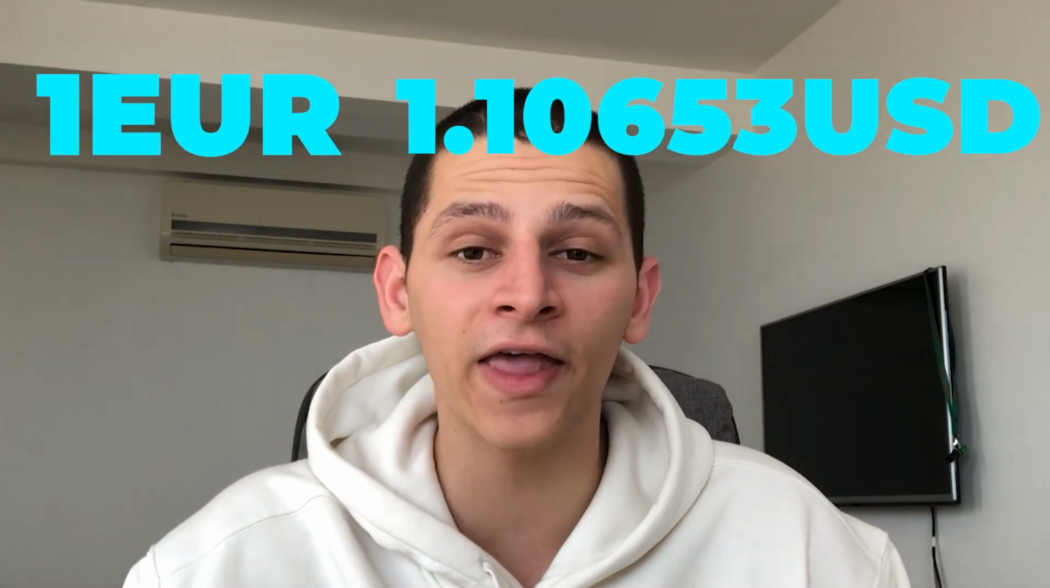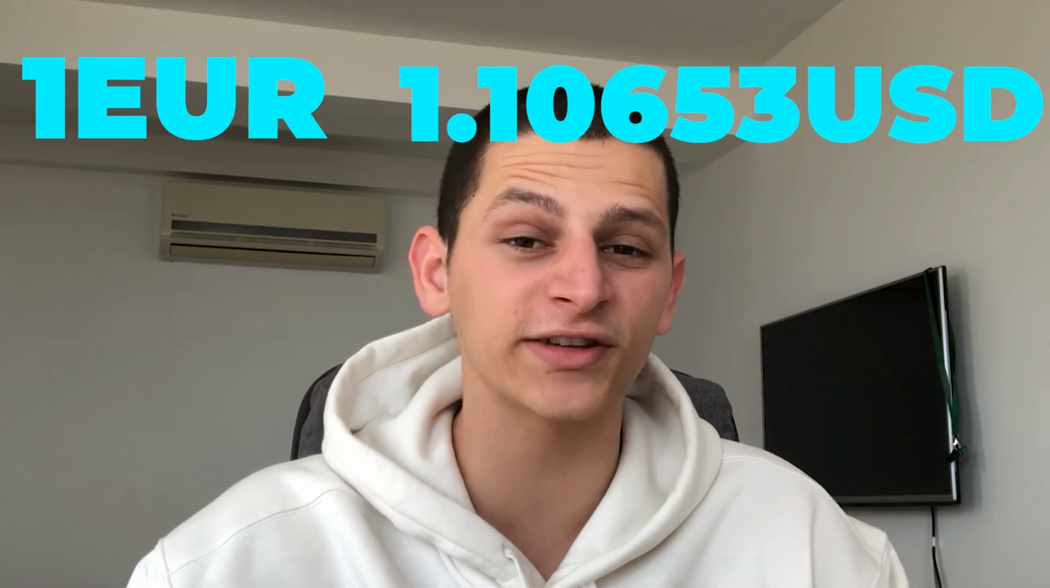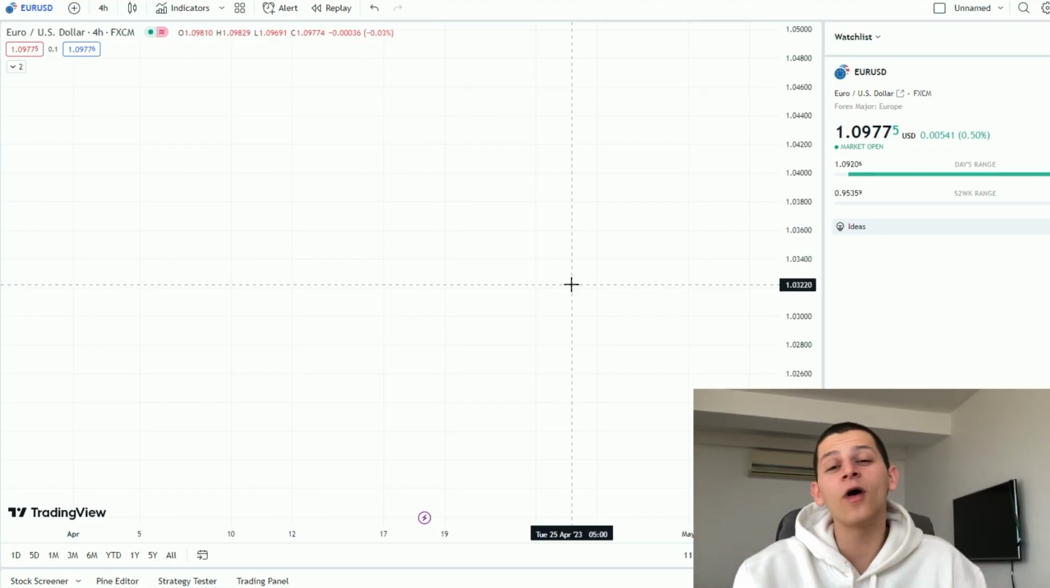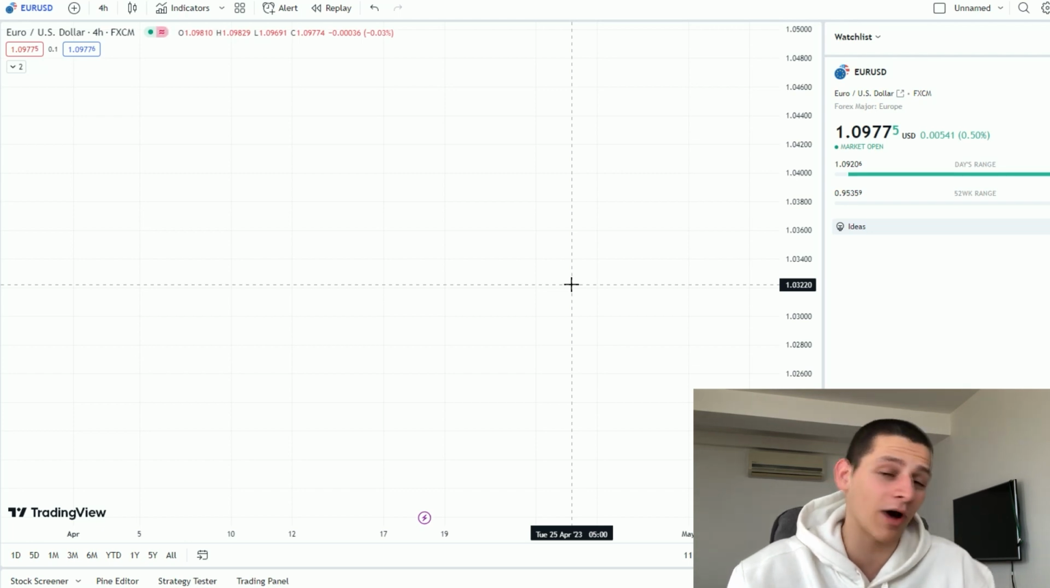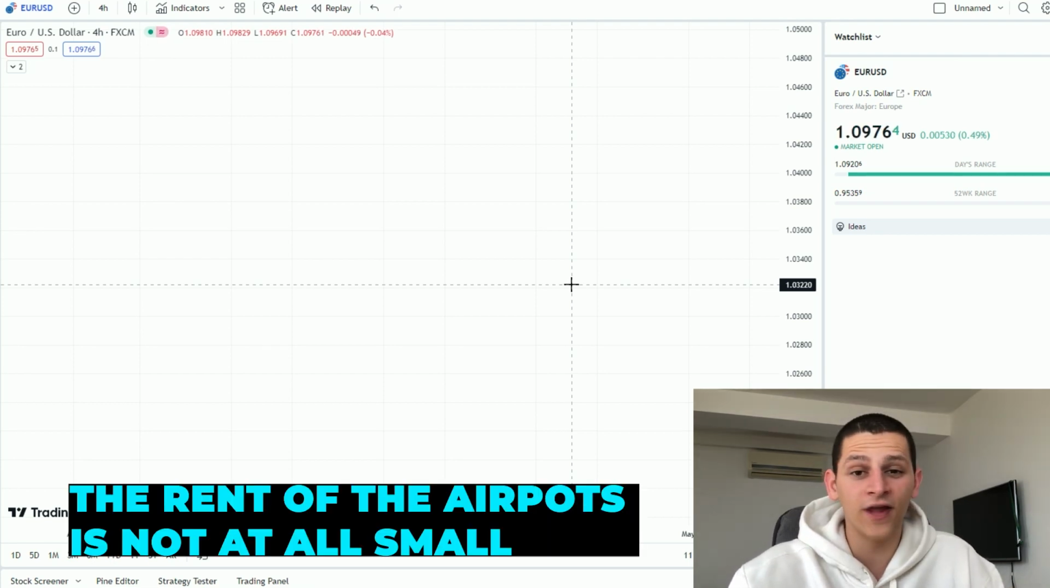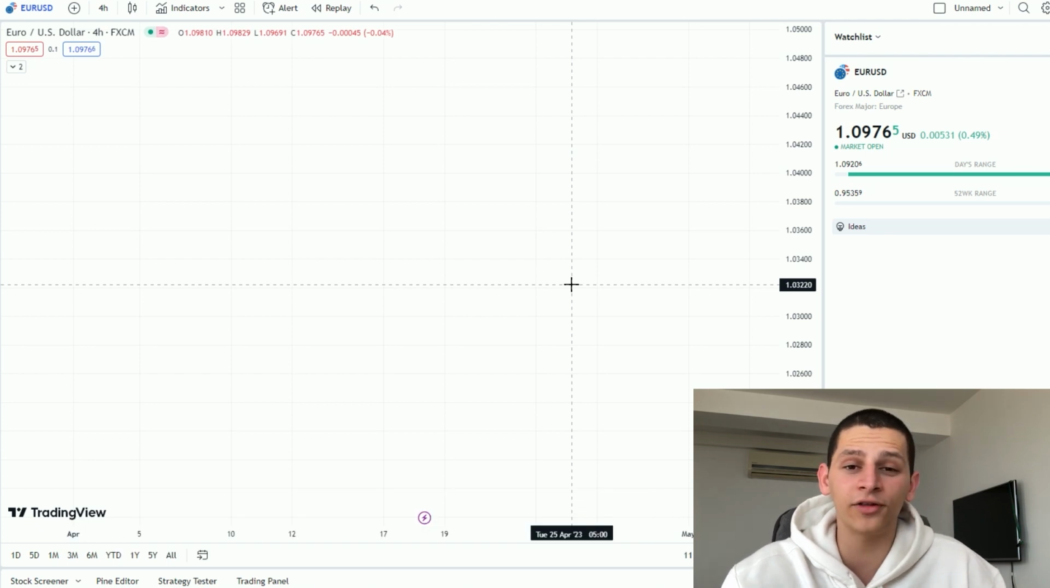For example, when you travel to the United States right now, if you give them €1, they will give you 1.10653 US dollars. That is the current exchange rate. So if you exchange €100, you will get 110.66 US dollars. However, in reality, you will get less than $110 because exchanges have to make money too. They do it by putting big spreads. The rent at the airports is not at all small. I think it's about time to get into the deeper stuff.